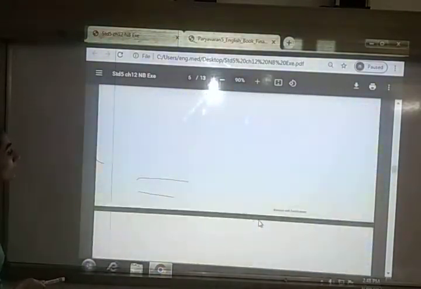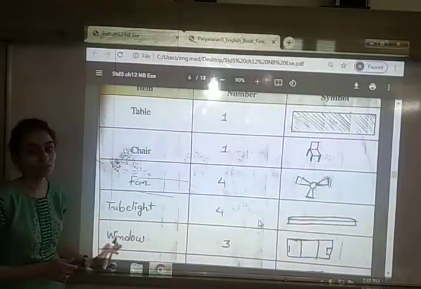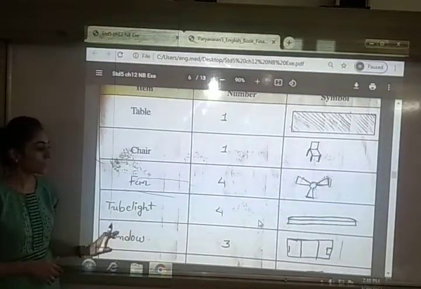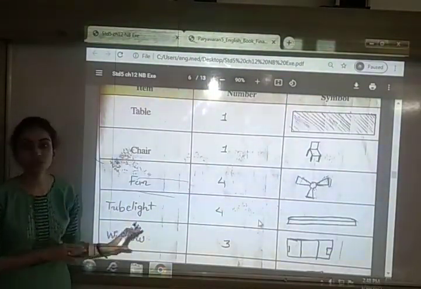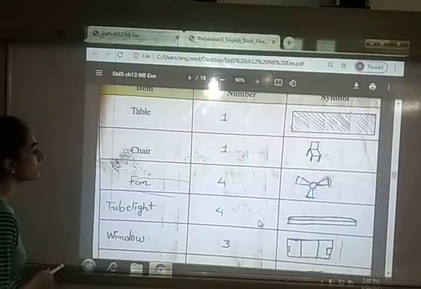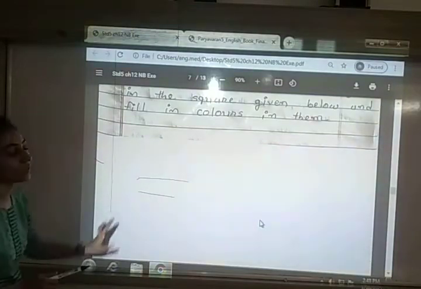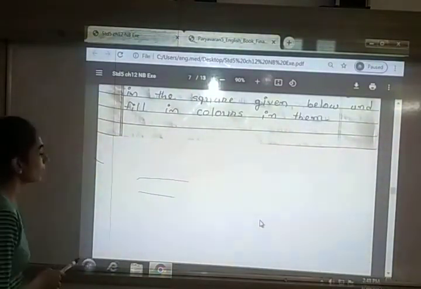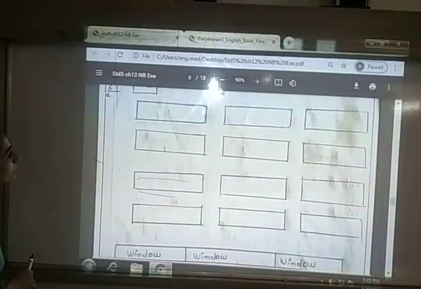We had described the different objects in question number 3, not in question number 2. In question number 3 we had described these different objects, that is table, chair, fan, tube light, window. So we have to represent the position of these different objects in the classroom, and after making the map of your classroom you can also color that map or the different objects. So now let me see the map of the classroom. This one we had already seen in the textbook.